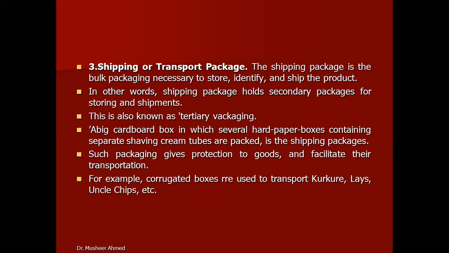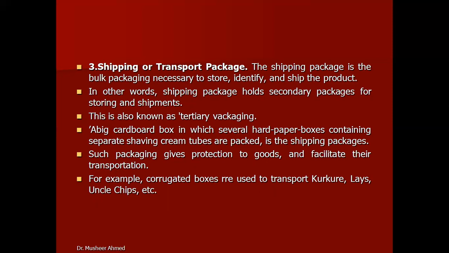Now coming down to the next slide, it talks about the third or shipping or transport package. This package is the bulk package which contains n number of products in order to store, identify, and ship the product, right? Here the shipping package holds secondary packages in itself, so that the products may be shipped. In the shipping package, the product along with their primary package and secondary package are stored, and then the product will be shipped to its desired destination, right? It is also known as tertiary packaging.